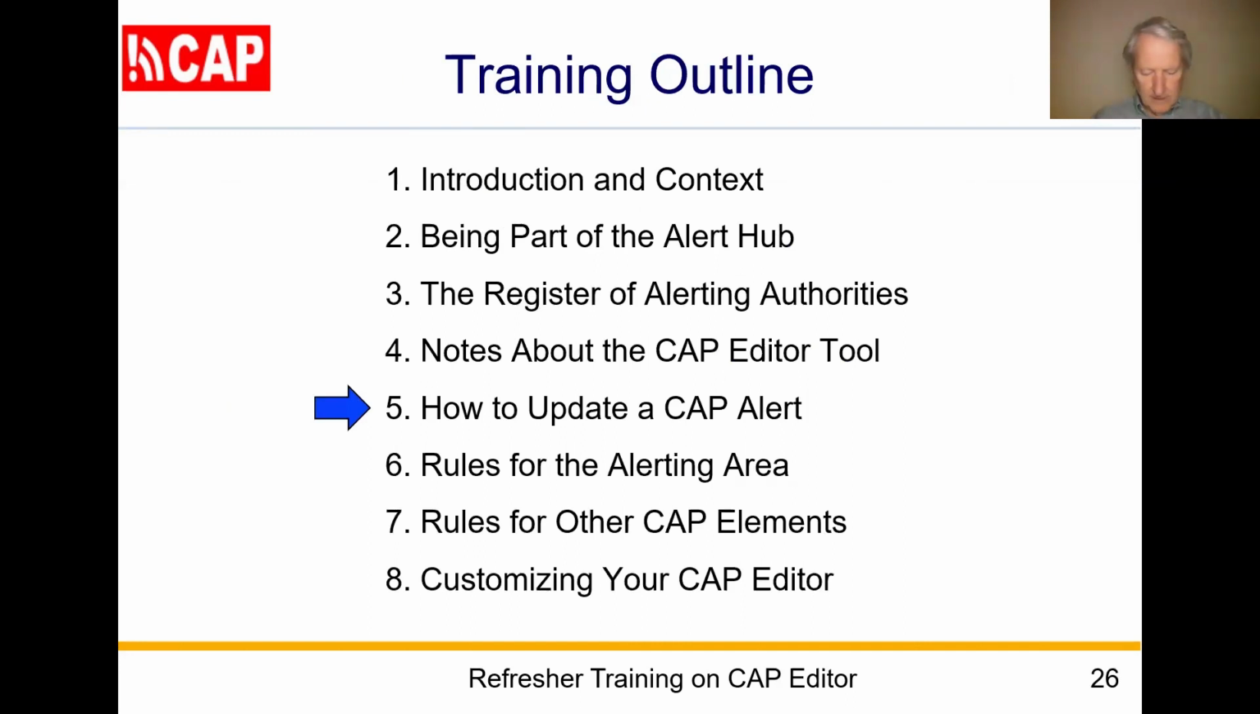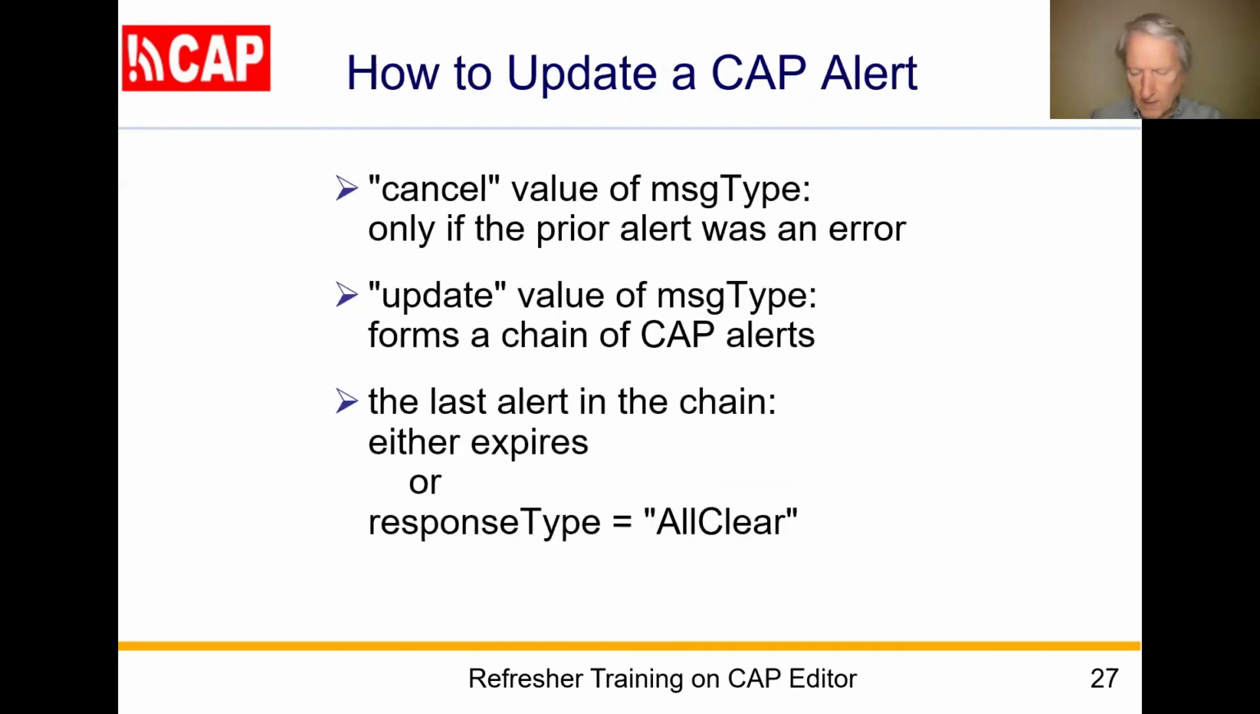Now I want to turn to a topic that's often misunderstood: how to update a CAP alert. According to the CAP standard, you can use the cancel value of message type only if you are updating an alert that was published in error. You use the update value of message type if you want to form a chain of CAP alerts stemming from the first alert message type.